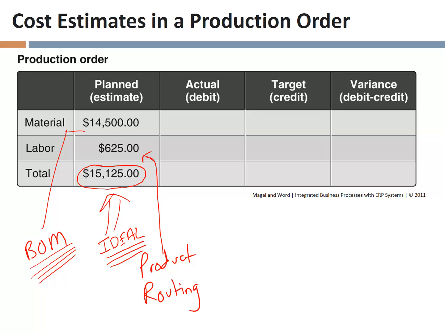but there could be variances here, which is what's going to get captured on our cost object, which is going to get captured on the production order as we proceed. But this is what we start with. This is our plan for what this production run is going to actually cost us from a financial accounting perspective.